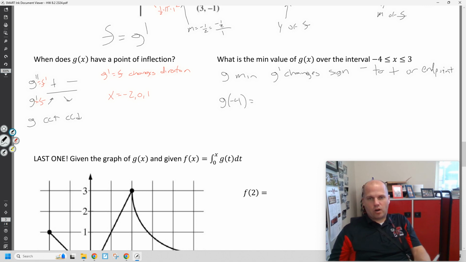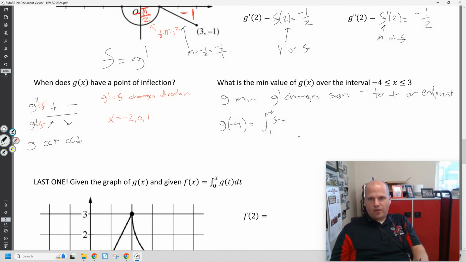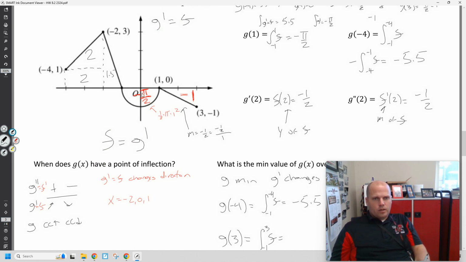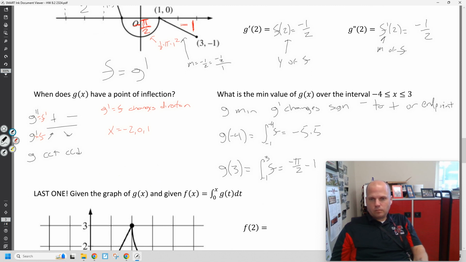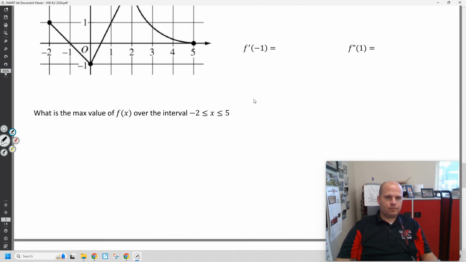G of -4, which we already found, but let's make sure we show the work for it. -5.5. And then G of 3. Make sure you show the work for it. I haven't shown the work for it yet. -pi/2 minus 1. You have to compare the values, and that's the winner. This is where my candidates come from. These are my candidates. There's only 2 of them. Boom, that's my candidates. All right, last one.